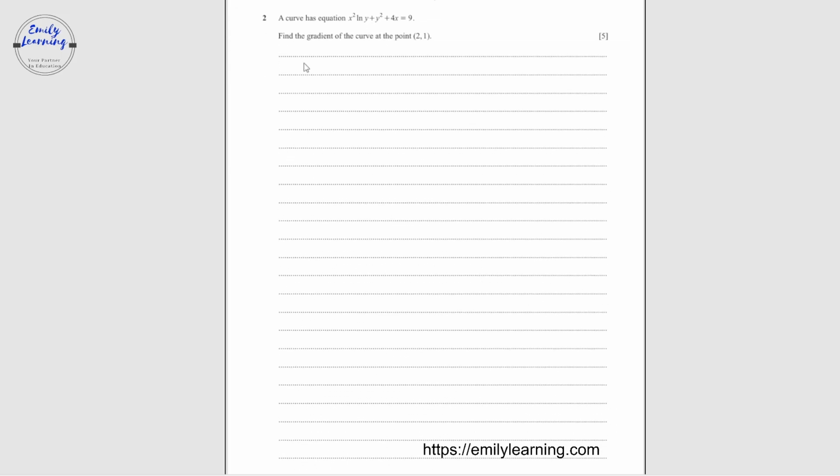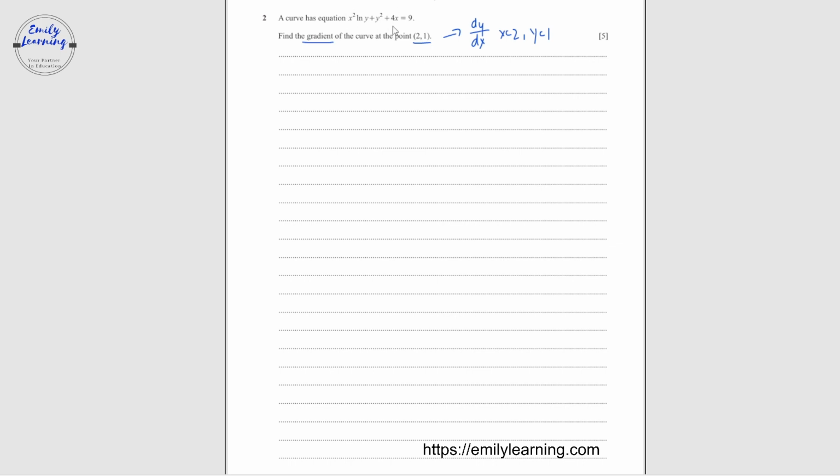Let's move on to question 2. A curve has this equation: x squared ln y plus y squared plus 4x equals 9. Find the gradient of the curve at (2, 1). So we need to find the value of dy/dx when x equals 2 and y equals 1. What do we need to do? We first need to differentiate this.